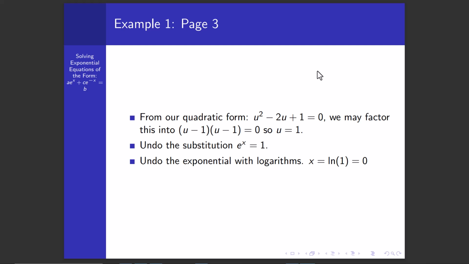But now we're going to undo that substitution and get e to the x equals 1. And then we're going to undo that exponential with logarithms, effectively having x equal to the natural log of 1, which of course evaluates to 0.